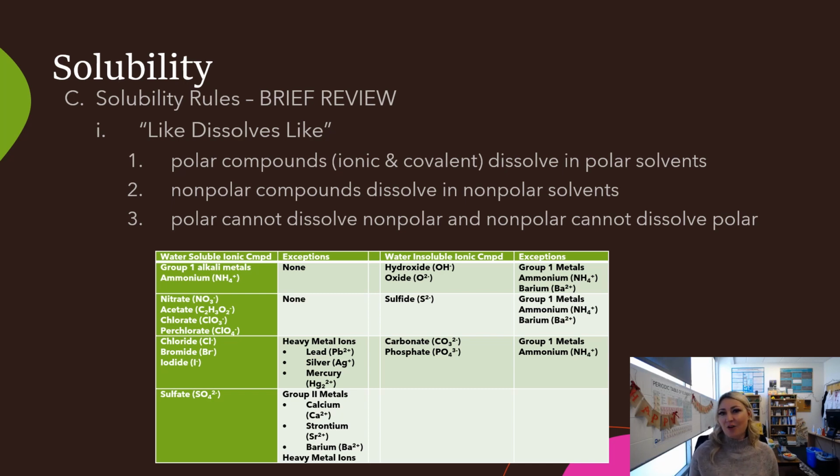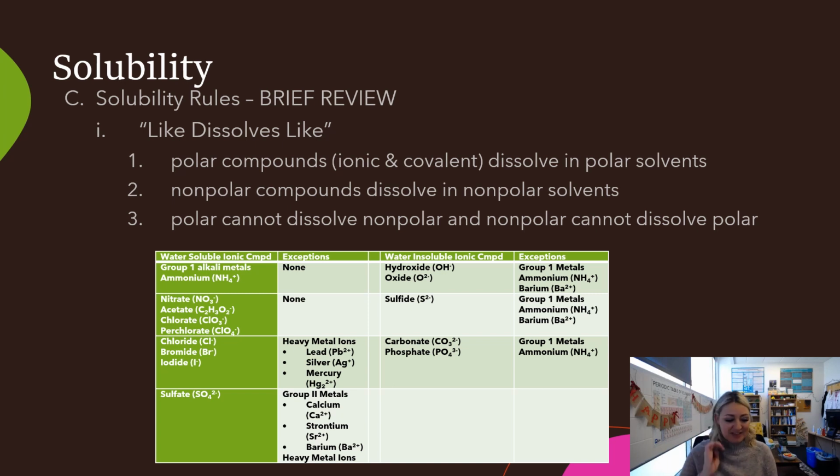like dissolves like. What we mean by that is that polar compounds, and this could be an ionic compound or a polar covalent compound, will dissolve in polar solvents. So polar compounds and polar solvents, that's like dissolves like. On the other hand, nonpolar compounds are going to dissolve in nonpolar solvents, like dissolves like. To really drive the point home, polar solvents cannot dissolve nonpolar, and nonpolar cannot dissolve polar. It has to be the same polarity for it to dissolve.